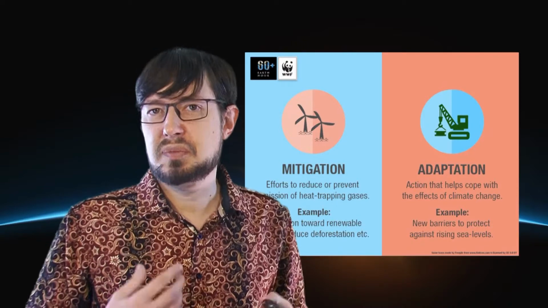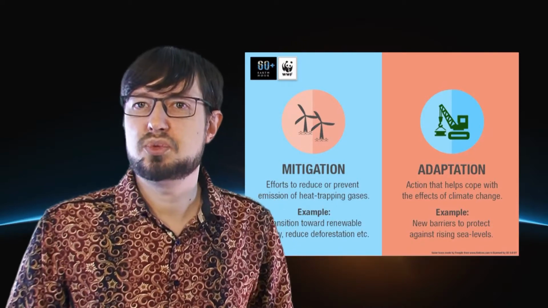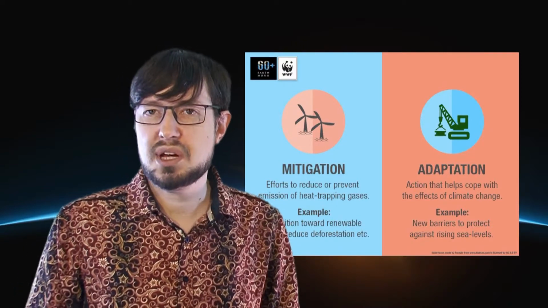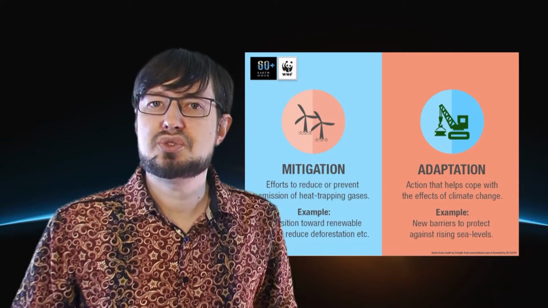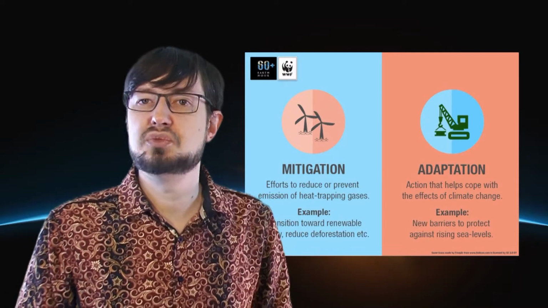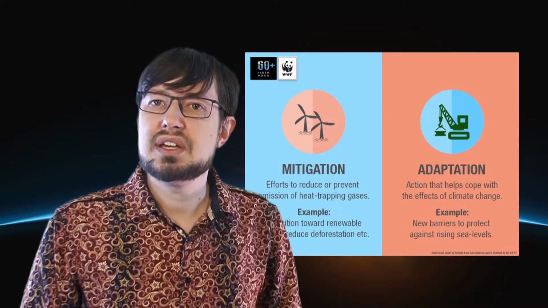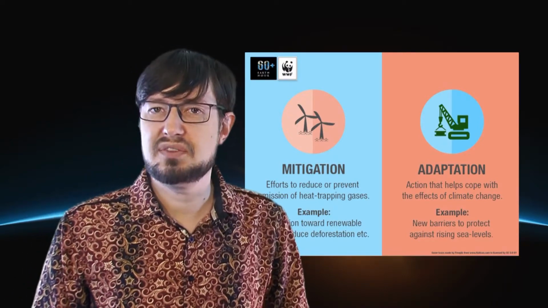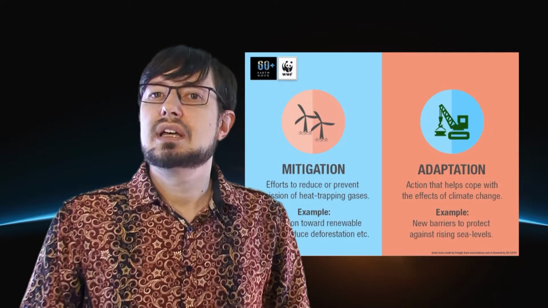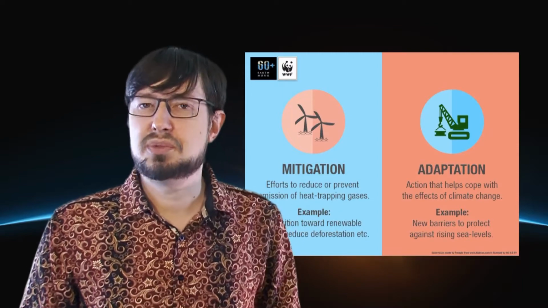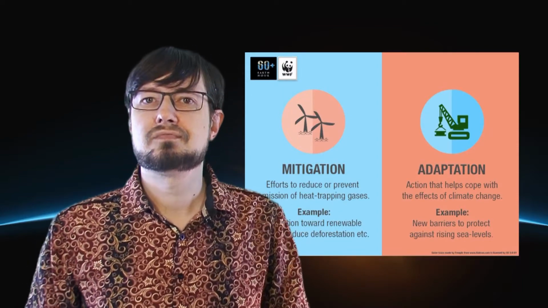One example of mitigation is an effort to reduce or prevent emissions of greenhouse gases, and that means a transition to renewable energy and reducing deforestation. Adaptation, on the other hand, is action that helps to cope with the effects of climate change. That can be a new barrier to protect against sea level rise.